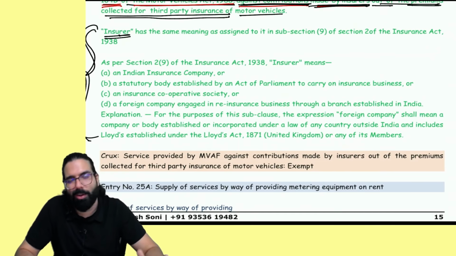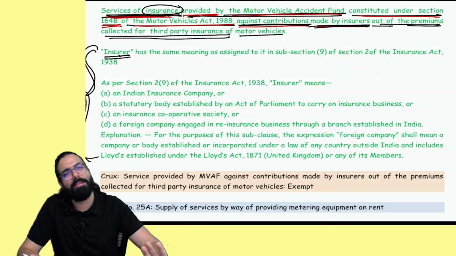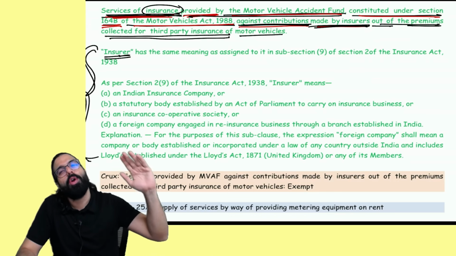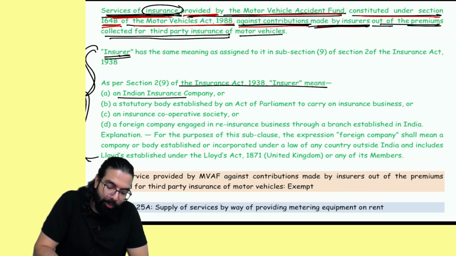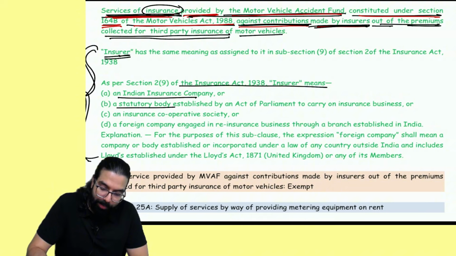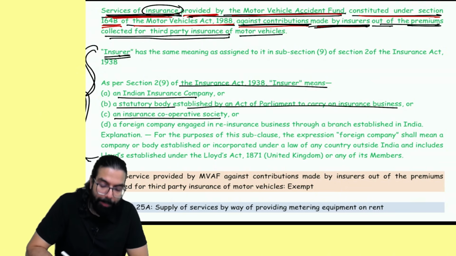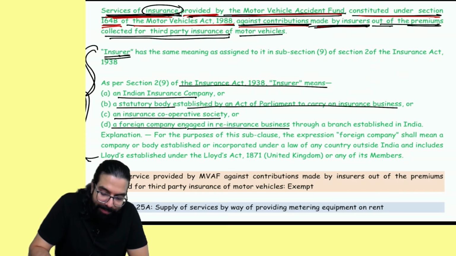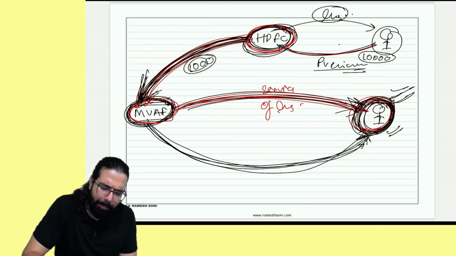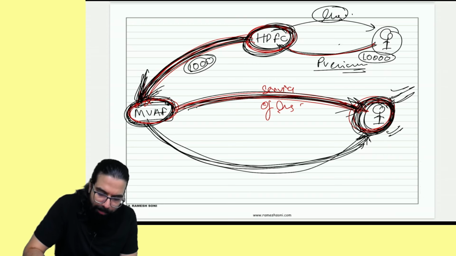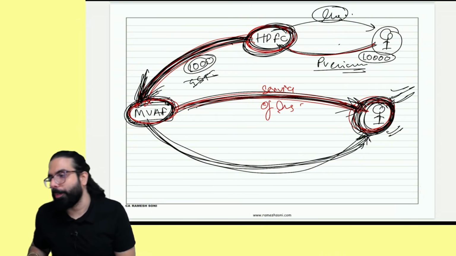What do you mean by insurer? Not very important. Insurer basically means an insurance company like HDFC Ergo, Axis Bank, etc. You can remember it says insurance company. Insurer means an insurance company, a statutory body like LIC set up under an act of parliament, or an insurance cooperative society. There is no GST. I hope this point is clear to all of you.